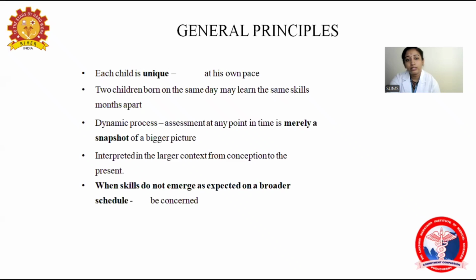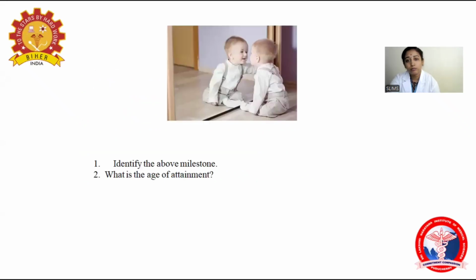Other rules: the development of each child is unique and they develop at their own pace. Two children born on the same day may learn the skills several months apart. Assessment at any point in time is merely a snapshot of a bigger picture. It is interpreted in the larger context from conception to the present. When skills do not emerge as expected or on a broader schedule, it is of concern.